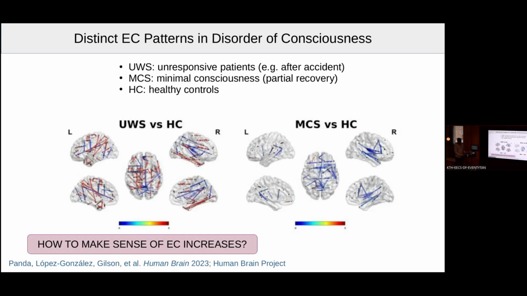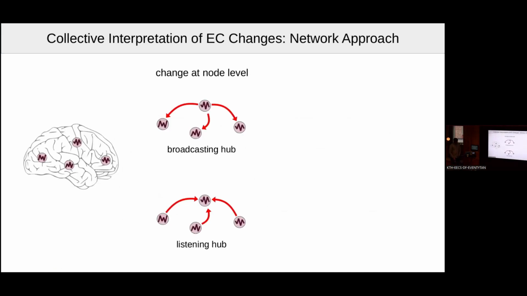To understand that, we had to analyze this result not interaction by interaction, but collectively. And what we mean by collectively is when you look at an example network, like here, you can have a change, increase or decrease.